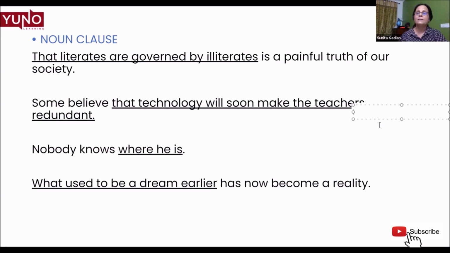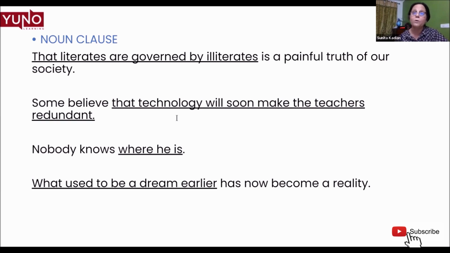If I have to reverse this, it can be reversed this way. That technology will soon make the teachers redundant is the belief of some. So what is the belief of some? That technology will soon make the teachers redundant. So we've got the noun clause as the subject, noun clause as the object.